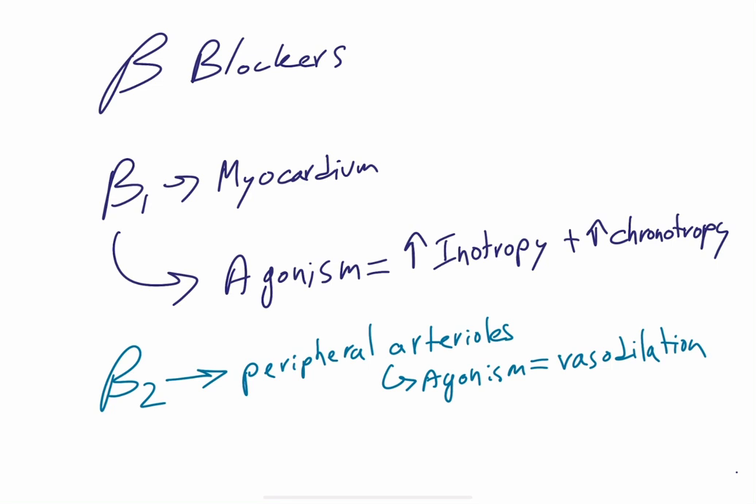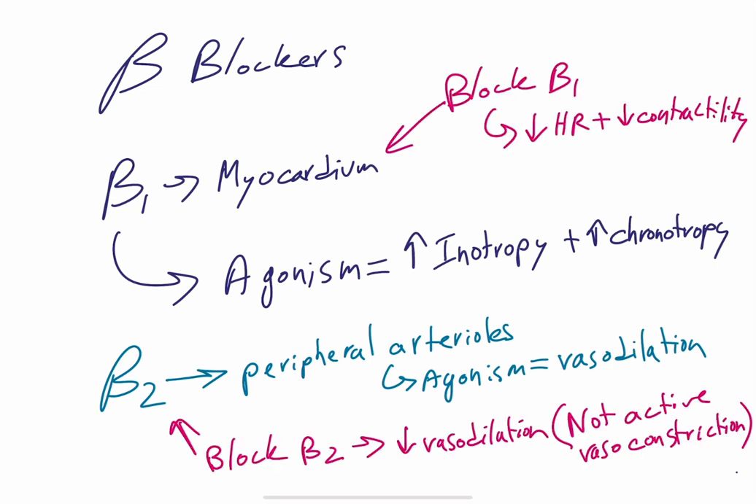If you block beta-1, you slow the heart rate and decrease contractility. Blocking beta-2 reduces vasodilation, which technically decreases arterial diameter, but this is not active vasoconstriction, just lessened vasodilation. USMLE cares more about the basics, such as beta-1 on the heart and beta-2 on the vessels. There's also other functions like insulin regulation. Those are tested more rarely.